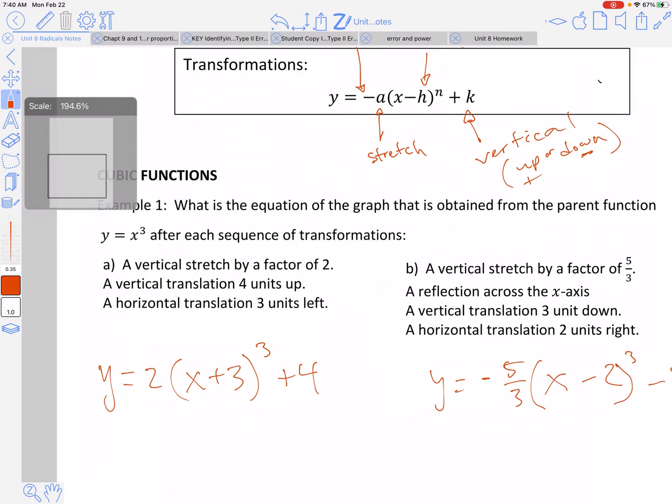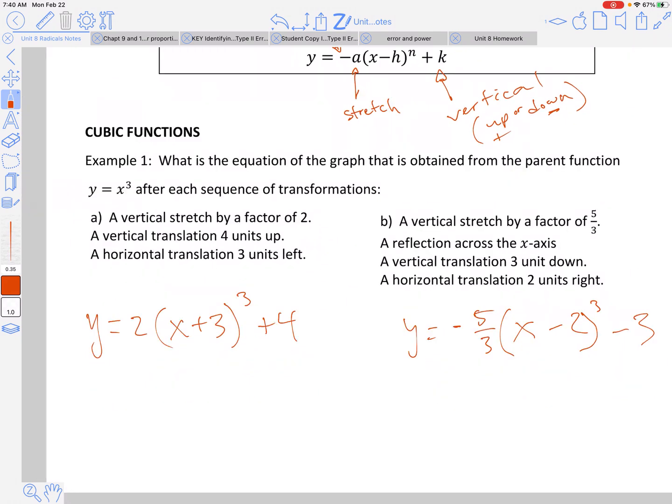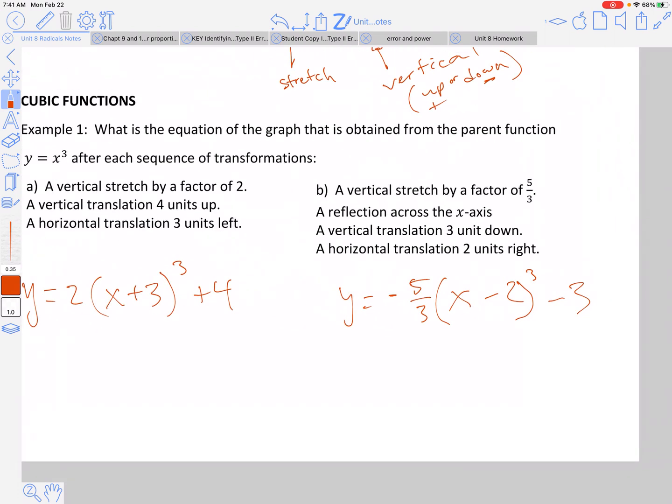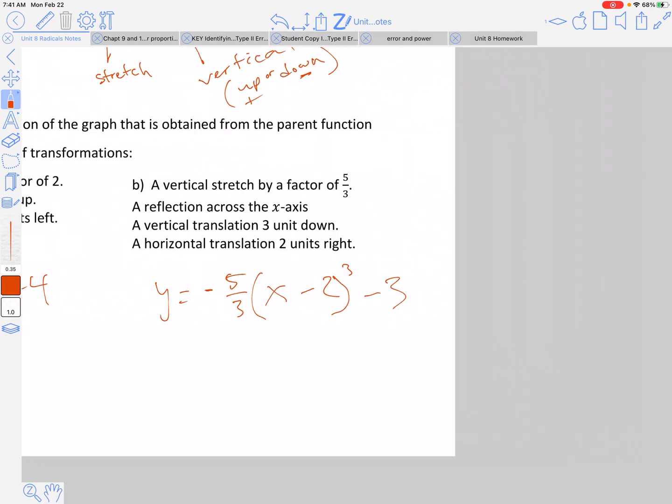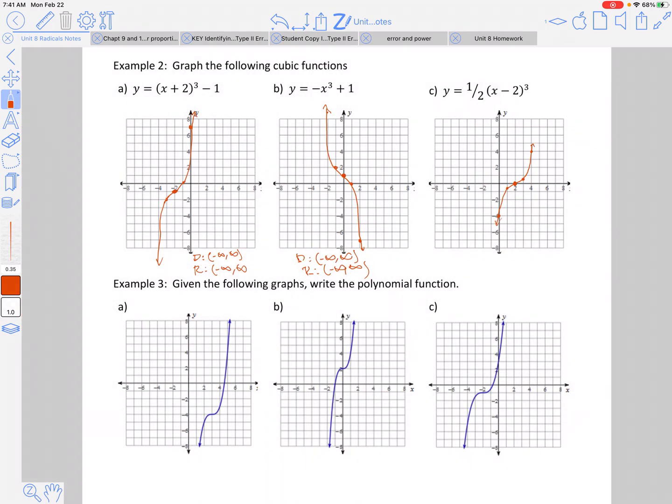All right, so I tried a few of these examples real quick, so let's talk about them. You're going to start out with x cubed. If we have a vertical stretch by a factor of 2, I'm just multiplying 2 at the front of the parentheses, the coefficient there. A vertical translation, so vertical's up and down, that's why it's plus 4 at the end. And then a horizontal translation left 3 would be positive 3 in the parentheses with the x.